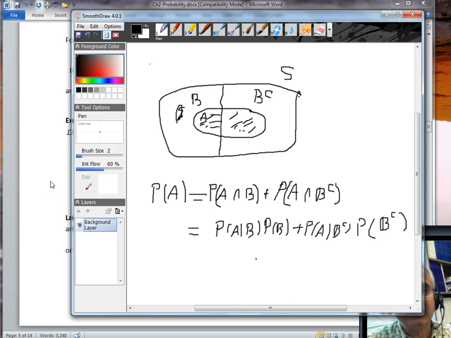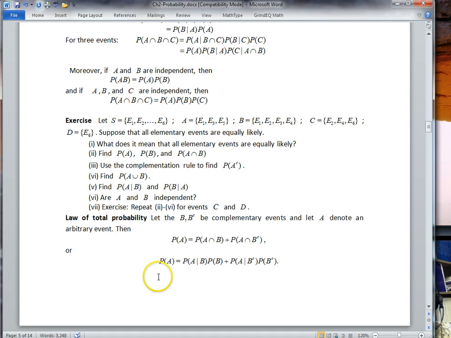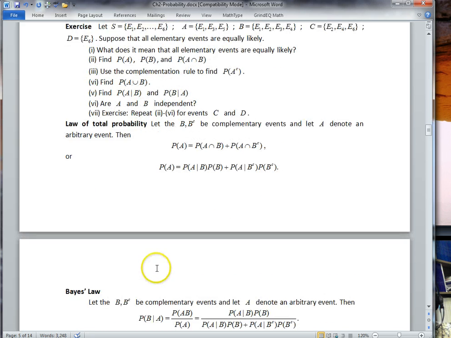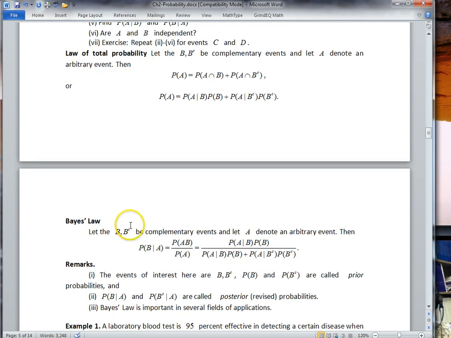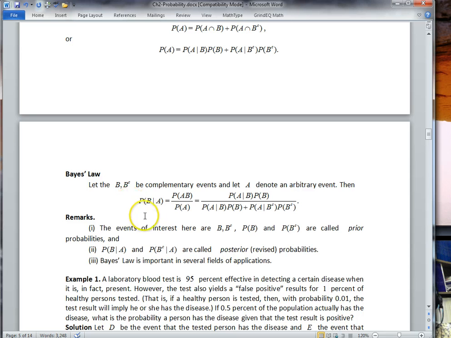So that's what this law of total probability is. All right. Now this takes us to this very important Bayes rule, which really started by a theorem by Bayes and evolved into a completely new discipline in decision analysis.